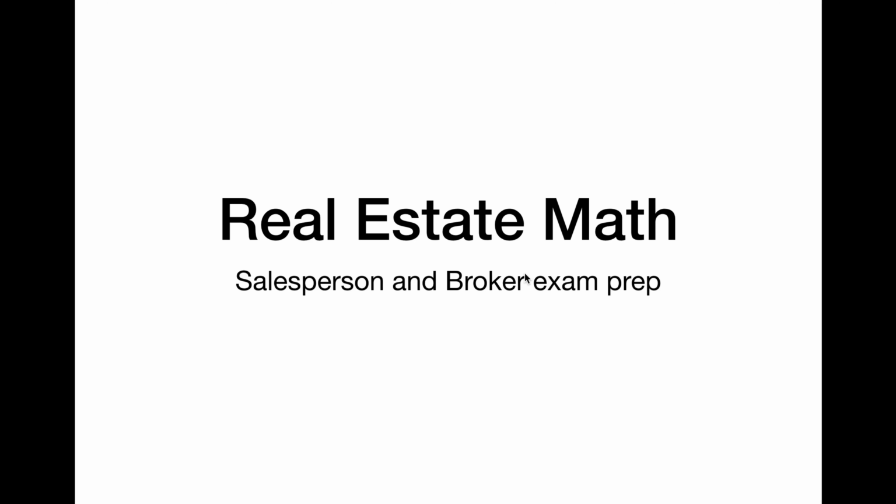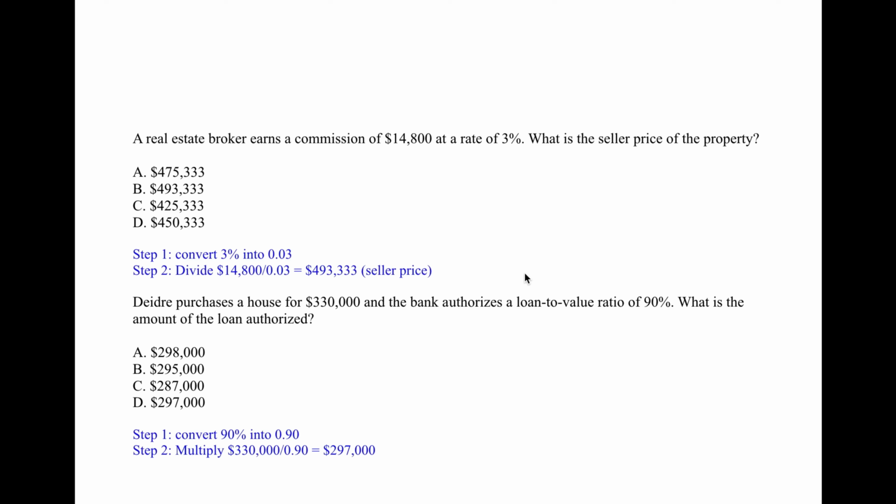Talk about real estate math. Typically you're going to have maybe 4 different types of variations of real estate problems, so my goal is to simplify that for you. This question says a real estate broker earns a commission of $14,800 at a rate of 3%. Obviously the state wants to make sure that even if you don't know any math, you are able to calculate your commission, because that's super important. Then it says, what is the seller price of the property?